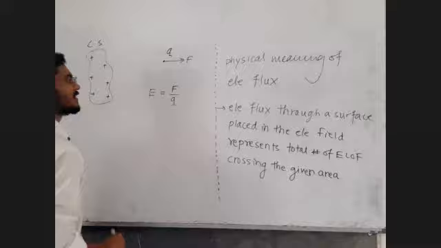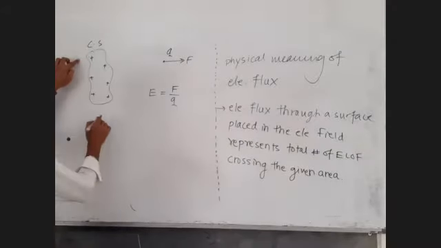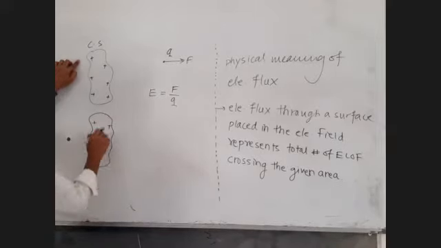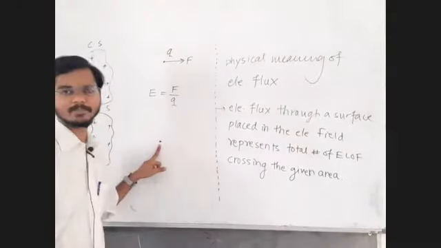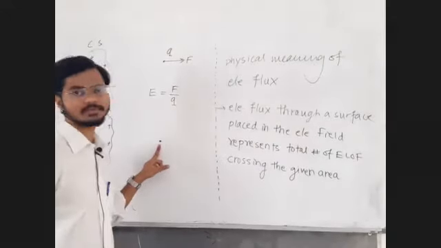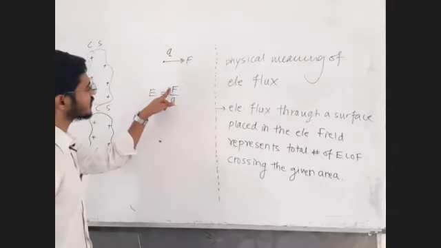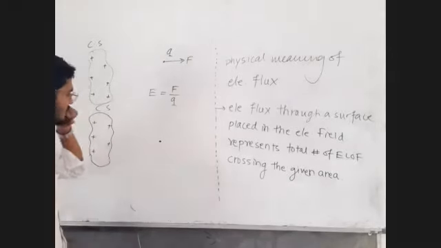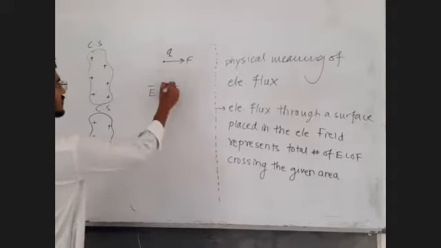There is one more definition. If we have a charge system, try to understand, and at this point I want to find the electric field. Basically, electric field is defined as the force acting on a given charge divided by the given charge, or force per unit charge. It's true in the vector sense as well.